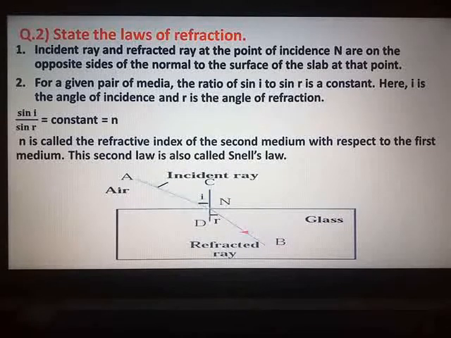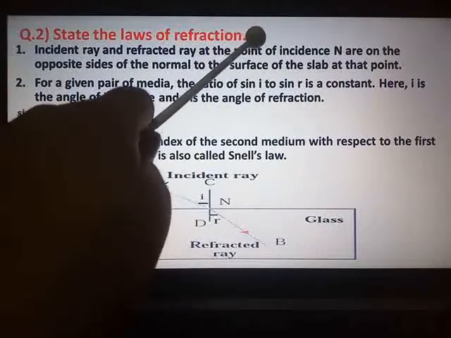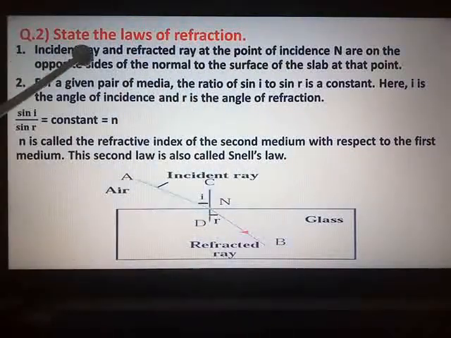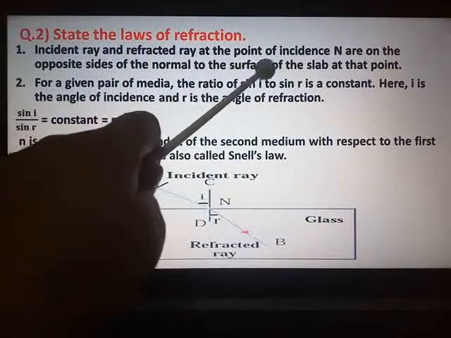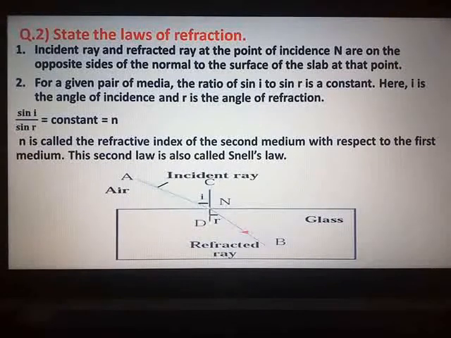So see, you can see on page number 74, under the heading you have laws of refraction, 2 points. So both the points you have to write. Here I have shortened it in the slide. You have to write the entire point from the textbook. Incident ray and refracted ray at the point of incidence N are on the opposite sides of the normal to the surface of the slab at that point. That is, you will write CD, and the 3 incident ray, refracted ray and normal are in the same plane.